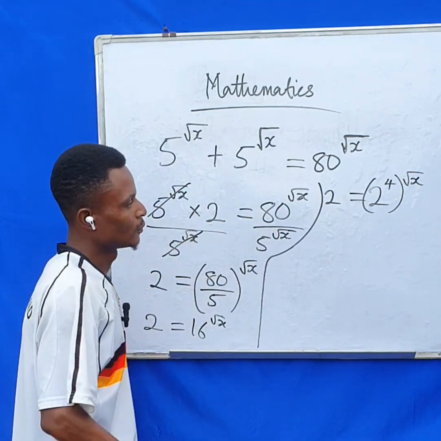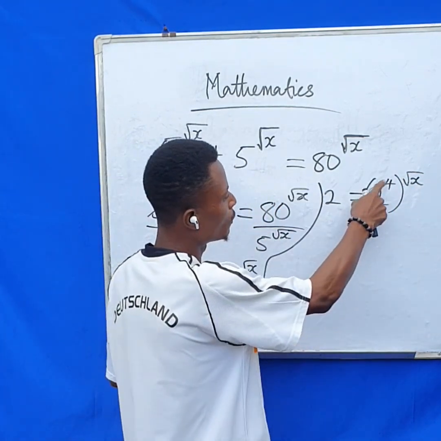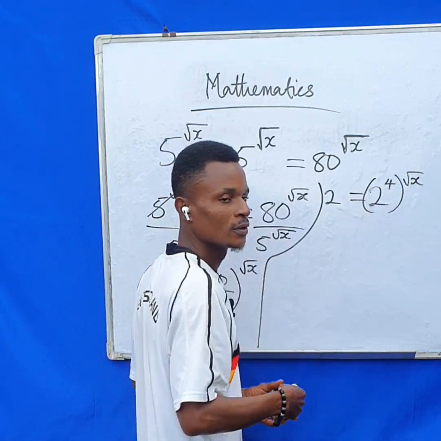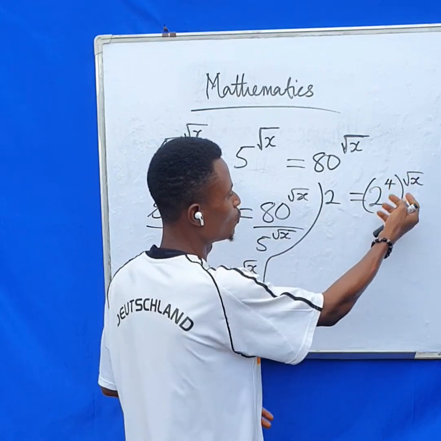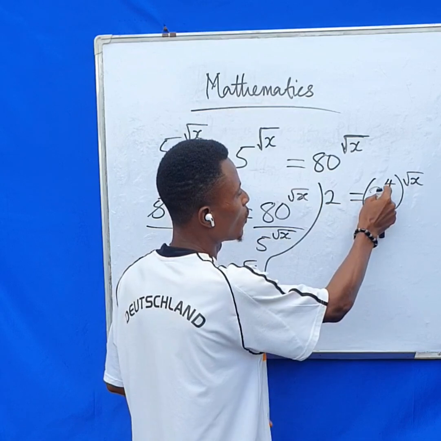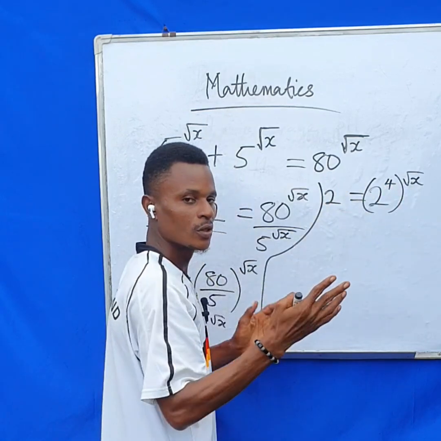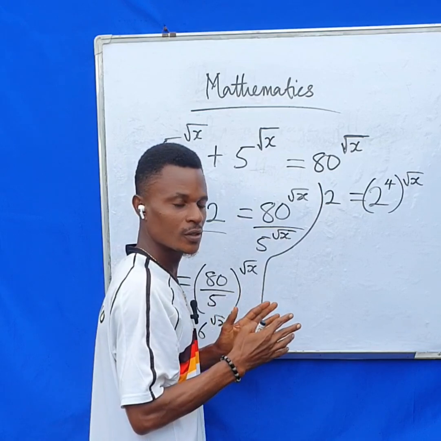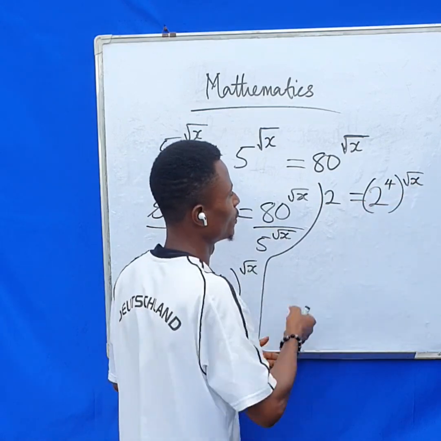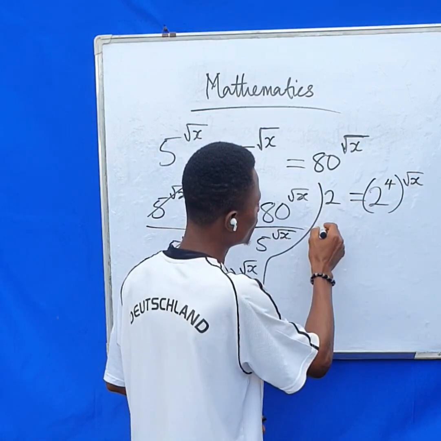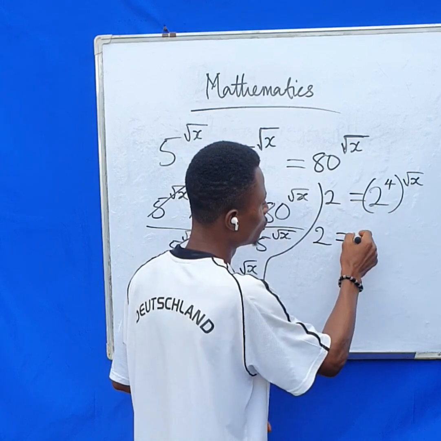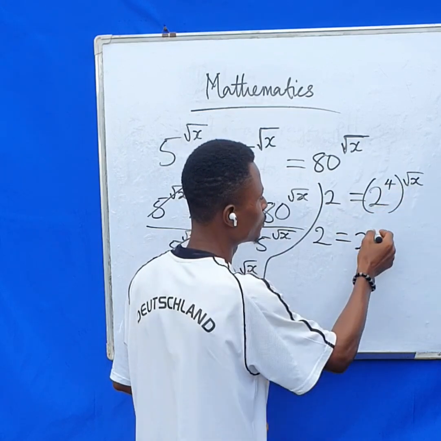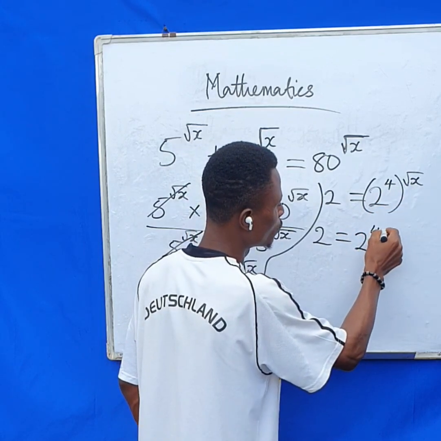Now, this 2 raised to the power of 4 is again raised to another power. Whenever you have a situation whereby a number has double powers, just multiply the powers together. This is in accordance with the law of indices. We are going to multiply these two powers together. If we do that, we are going to have 2 equal to 2 raised to the power of 4 times square root of x, which gives us 4 root x.